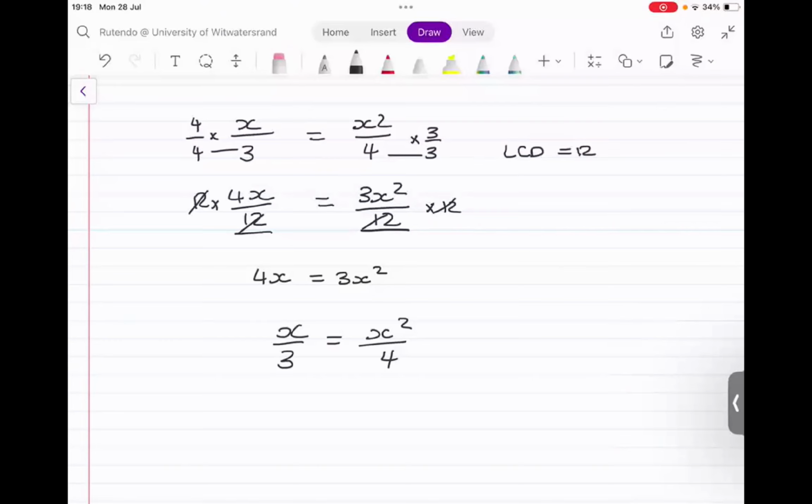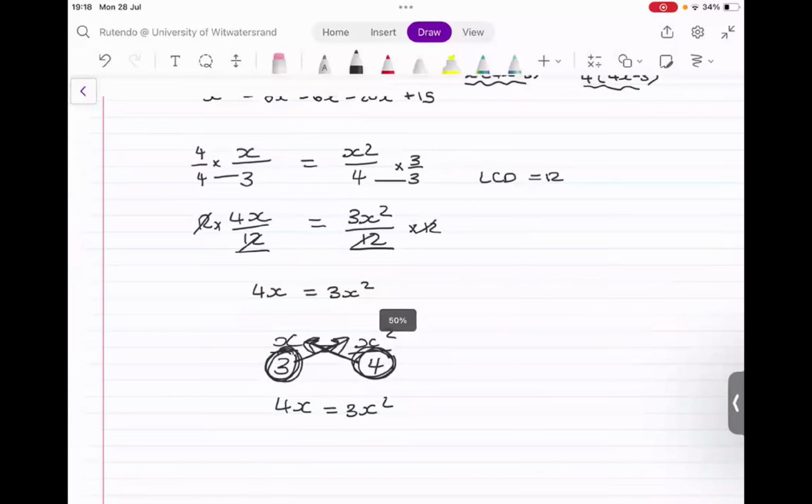Whenever you see two fractions with an equals, you're going to find this and multiply it by that, and take this and multiply it by that. So it'll be 4x and 3x squared every single time. If you find a fraction equal to another fraction, you're going to take the base and multiply it by the top of the opposite side.